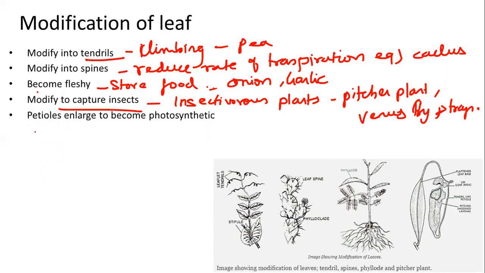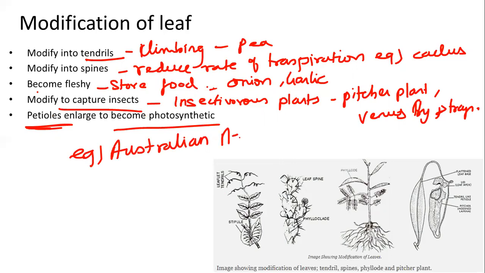And the last one: sometimes the leaves are short lived, so the petioles will enlarge to become photosynthetic. Example, you can see this in Australian acacia. You can see the diagrams and images here.